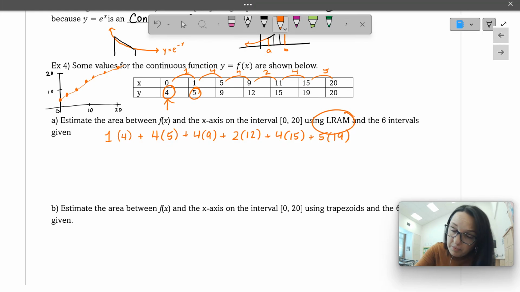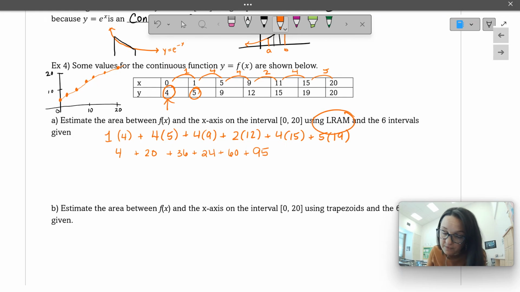And then I have to add it up. Let's see, that's going to be 4 plus 20 plus 36 plus 24 plus 60 plus 95. So let's see, 36, 40, 60, 84, 144, 144 plus 95. Well, that'd be 244 minus 5 would be 239. So 239. If I'm wrong, please somebody tell me when you see me in class tomorrow.